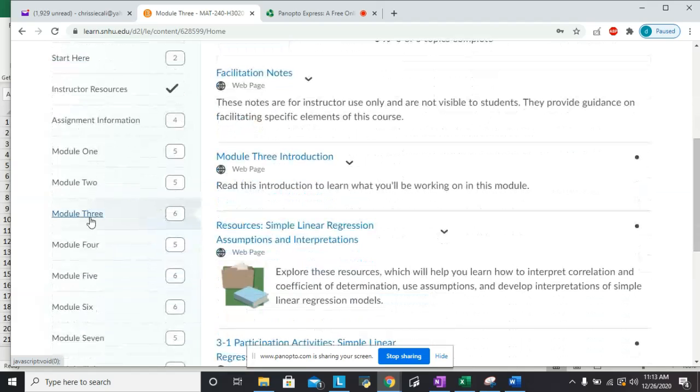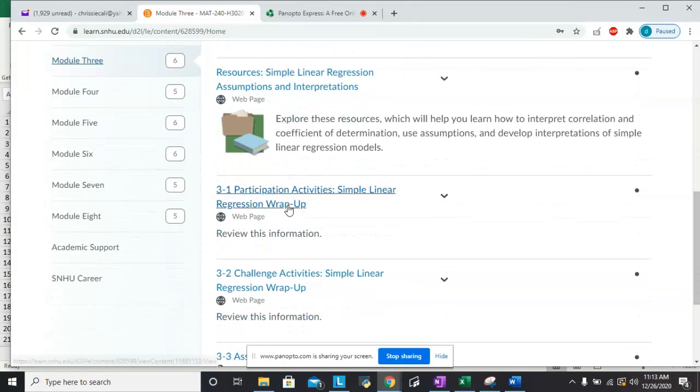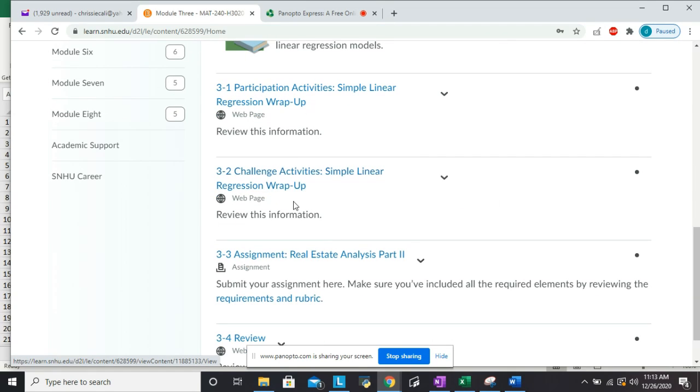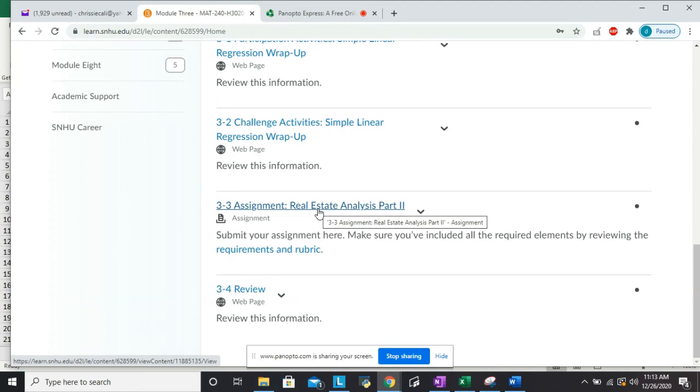We can just scroll here in the learning modules, scroll down, and click on Module 3, and you'll have the usual activities in zyBooks with the participation activities and challenge activities. Then here we have the Module 3 assignment, again on real estate analysis, and this is part 2. When you go to submit your assignment, you click into this to submit it. And here are the requirements and the instructions. So we're going to go in there and take a look at it.